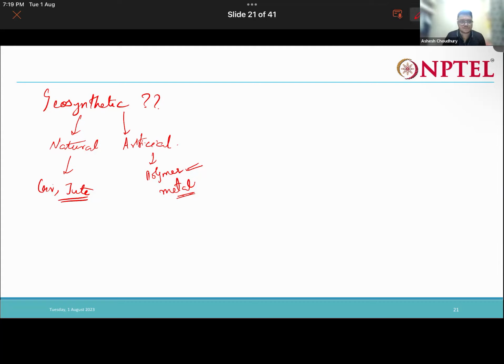So the International Geosynthetic Society is the governing body which deals with all the research related to geosynthetic, right?